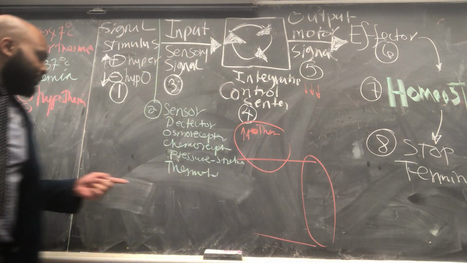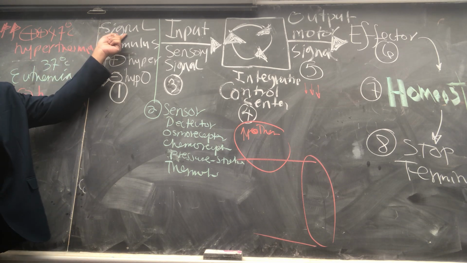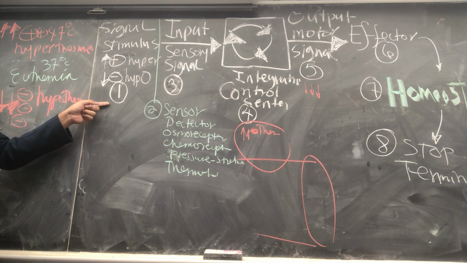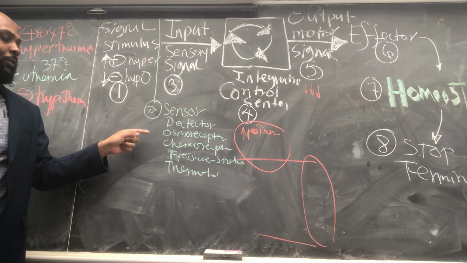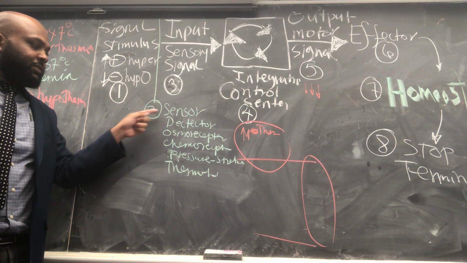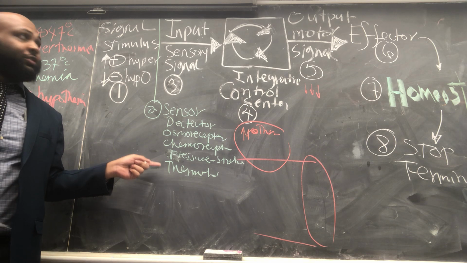Now let me do hypothermia. That was hyper. You see, both are in red. Both are bad. Both are stress. So now we're dealing with hypothermia. So hypothermia, a drop in temperature, is going to be this signal, the stimulus. Then number two, who's going to detect hypothermia? Is it an osmoreceptor, a chemoreceptor, pressure receptor, or a thermoreceptor? It's going to be a thermoreceptor.